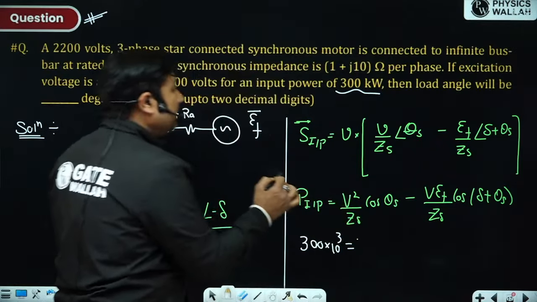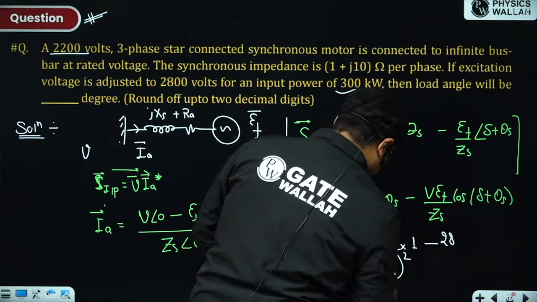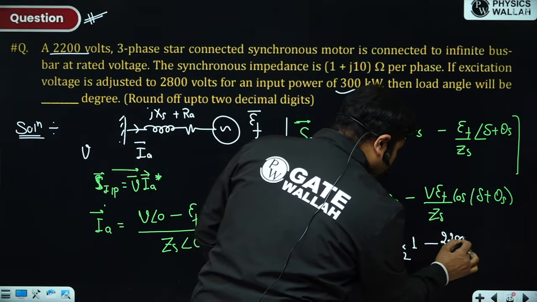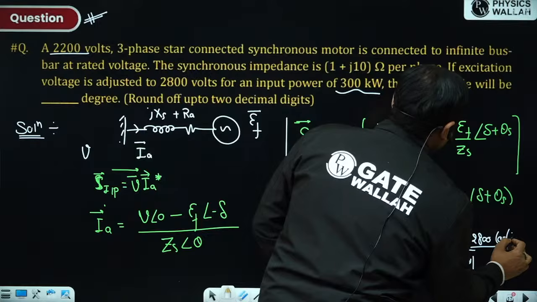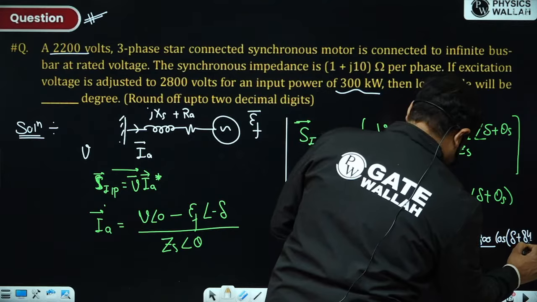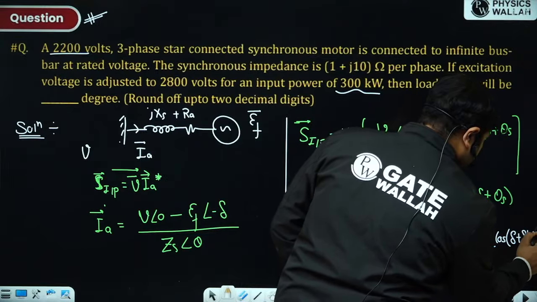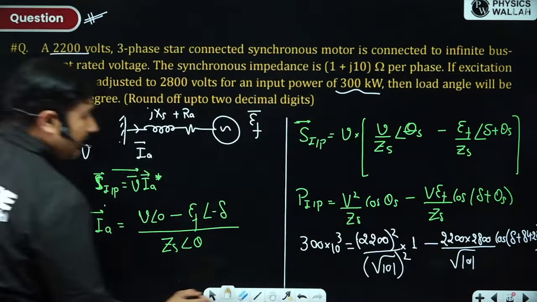So ZS is square, it would become minus of V is 2800 into 2200 by ZS. ZS is under root of 101, cos of delta plus theta S. So you can write delta plus theta S. Theta S is 84.28. Okay. From this, the only unknown parameter is delta. You can easily calculate the value of delta now.